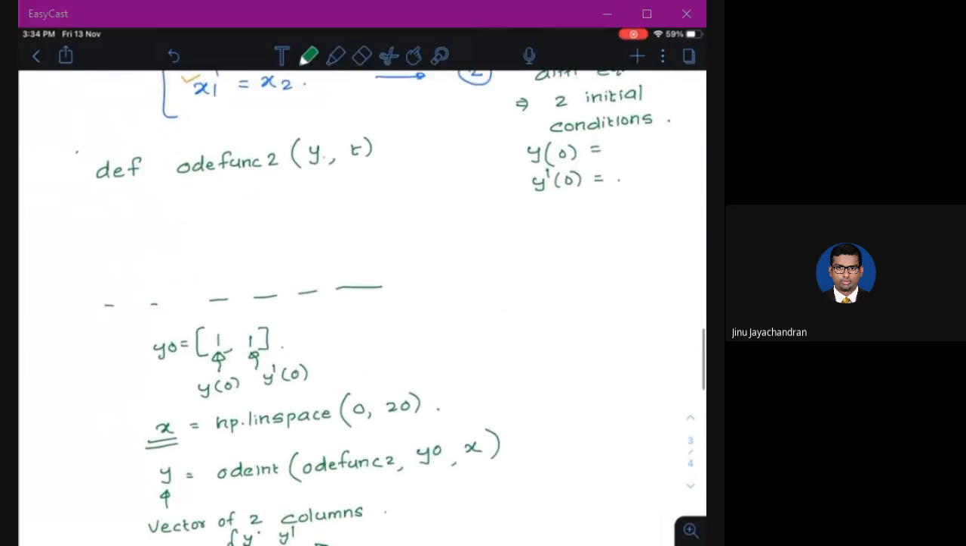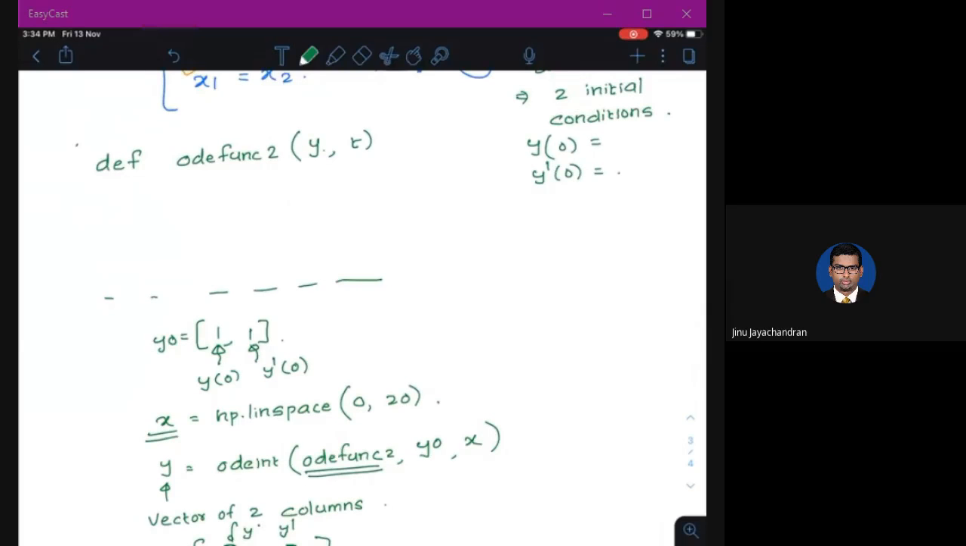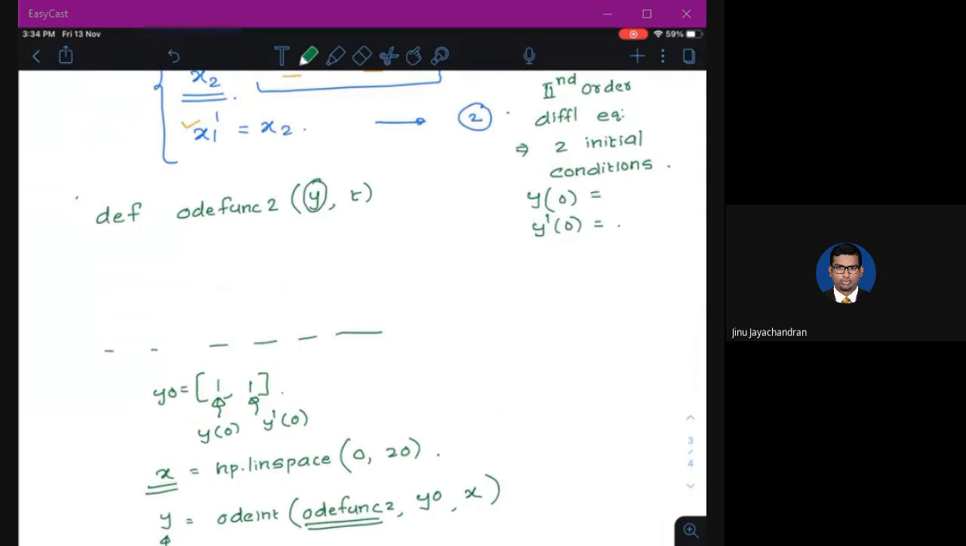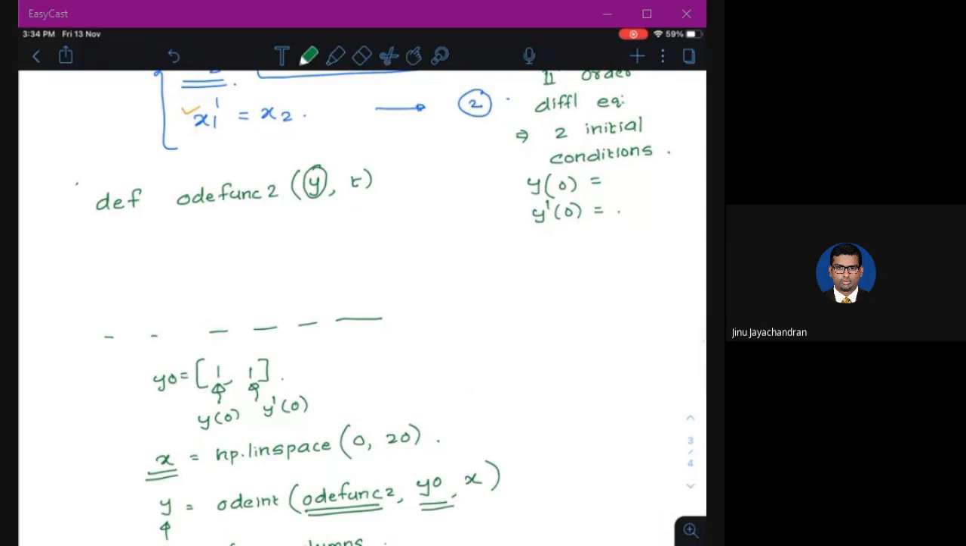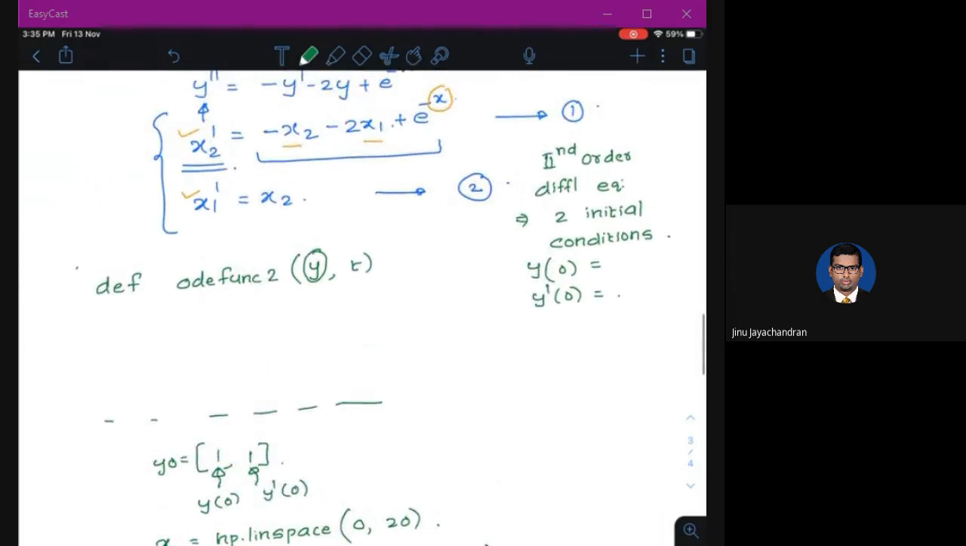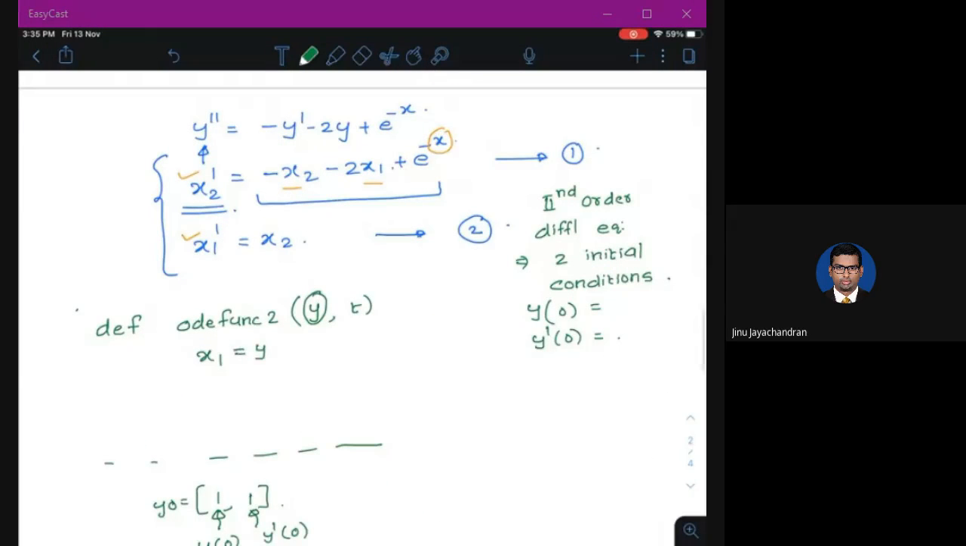We'll see that. Fine. So when you call this ODE func2, it will pass y as a list. So y will have, because you have given the initial conditions as 2, there are 2 initial conditions, means there are 2 different differentiations. So one is without a differentiation, and one is a differentiation of order 1. So your x1, which is y, is the value of y at 0. And your x2, which is y dash, is the value of y at 1.